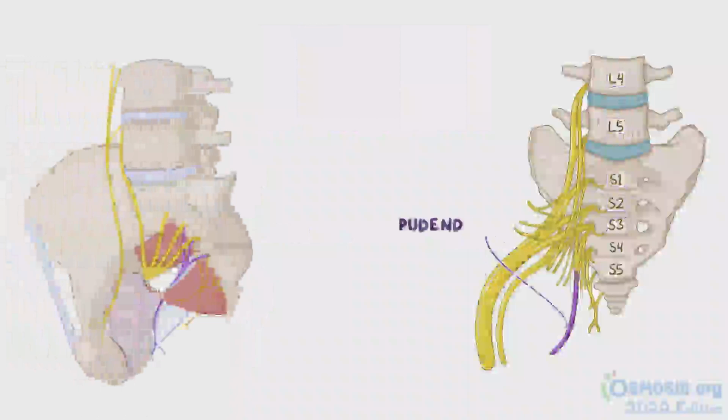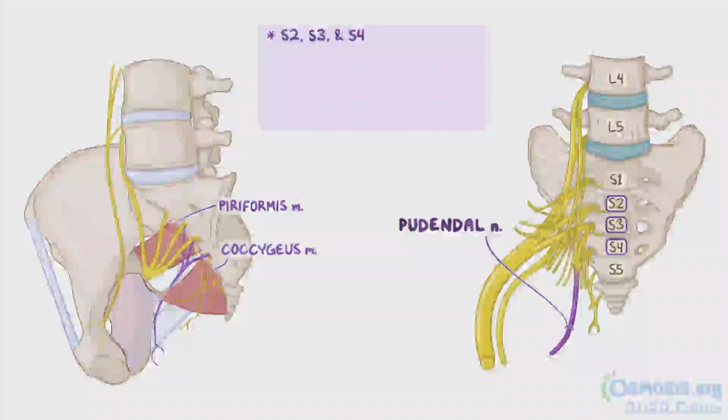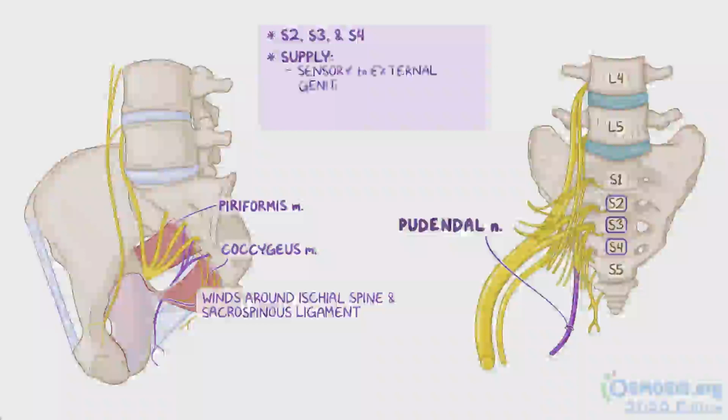Second, there's the pudendal nerve, which arises from spinal nerves S2, S3, and S4. After it forms, the pudendal nerve leaves the pelvis through the greater sciatic foramen, between the piriformis and coccygeus muscles. Then, it winds around the ischial spine and the sacrospinous ligament. Finally, it passes through the lesser sciatic foramen and enters the perineum to provide sensory information to the external genitalia, as well as muscular branches to perineal muscles.